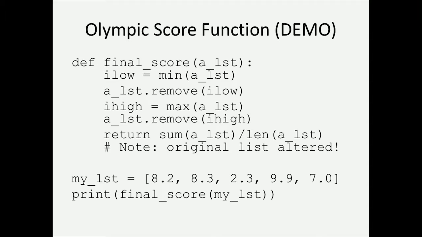So for example, here we have the scores, 8.2, 8.3, 2.3, that's probably the Russian judge, and then 9.9, that's probably the Canadian judge, and you throw those out, take whatever's left, and then you average it. And the sum function and the length function make that just so easy. You don't have to write a loop. We'll get into loops, but you don't have to write a loop adding up all the elements, and you don't have to count the number of elements. You just say sum divided by length. So lists just do so much for you, so you don't have to do much programming.